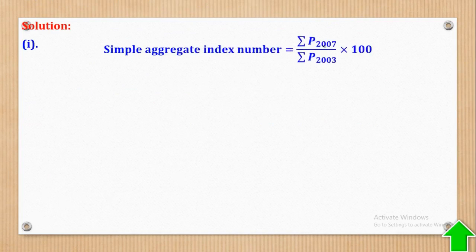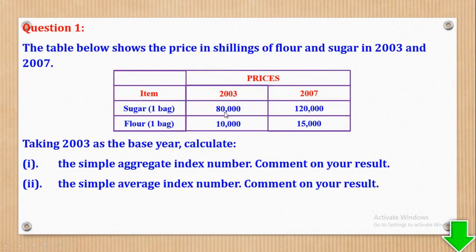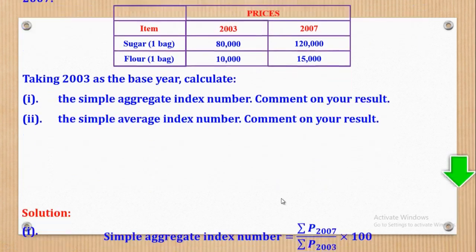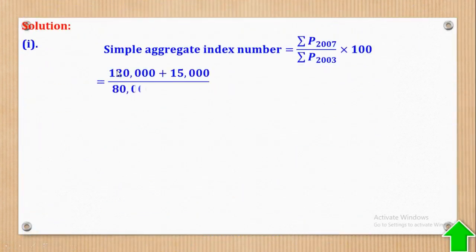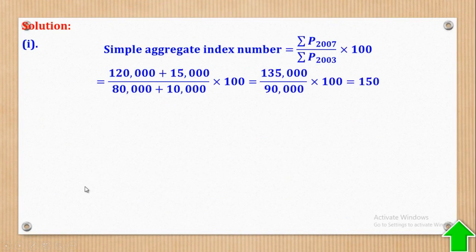So in this case, our current year is 2007 and the base year is 2003. So what we are going to do is sum up all the prices in the current year, and divide by the sum of all the prices in the base year. So the numerator will be the prices in the current year and the denominator will be the prices in the base year, multiplied by 100.